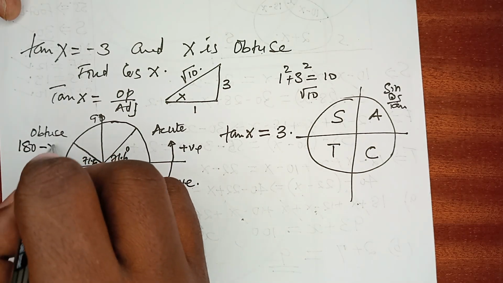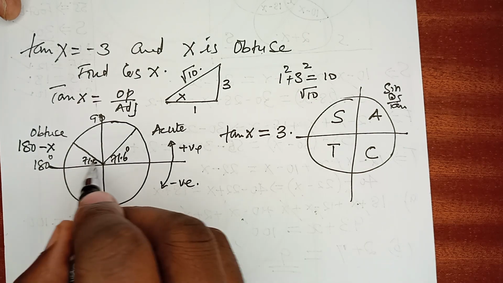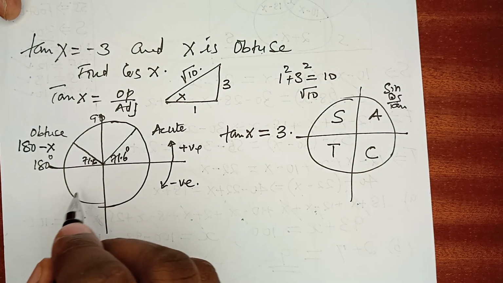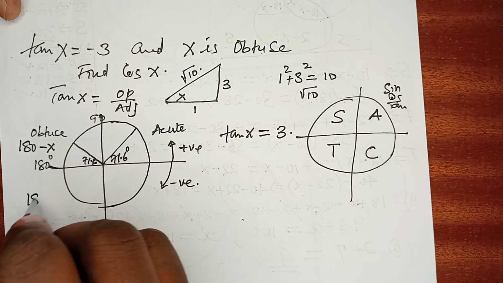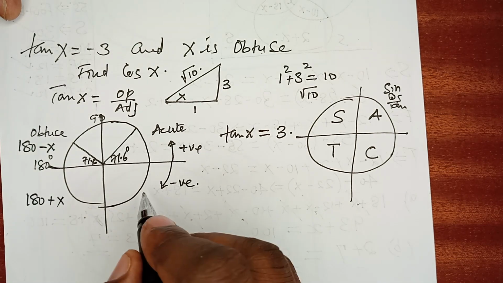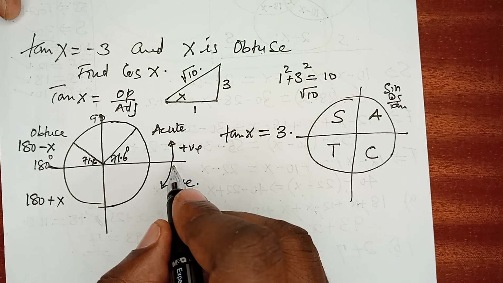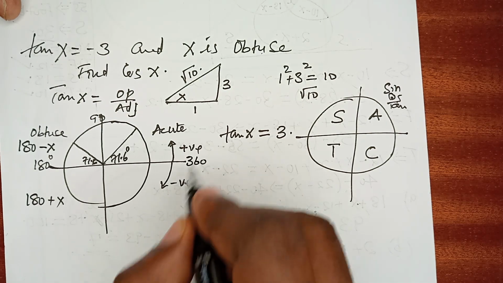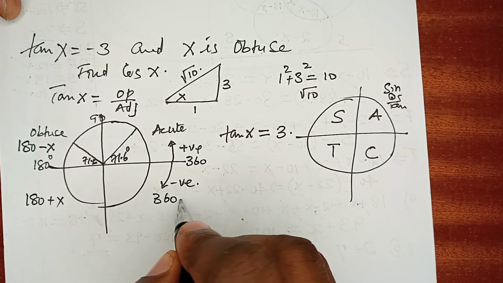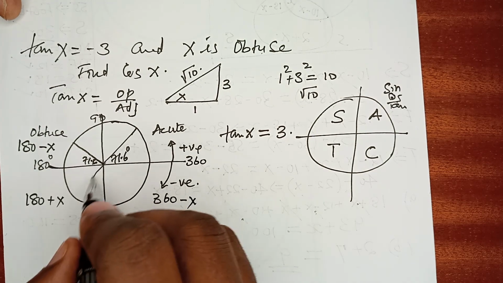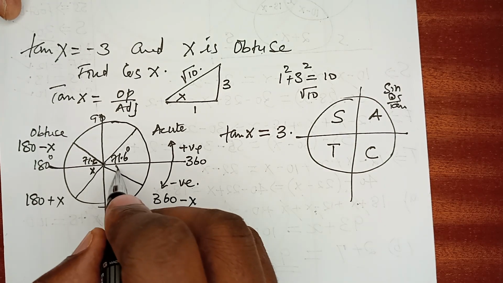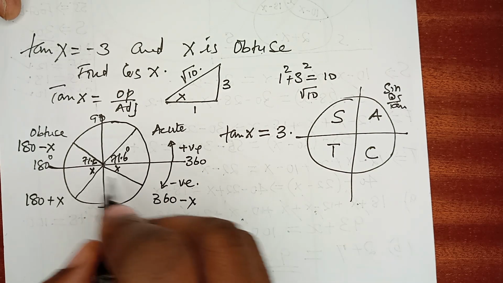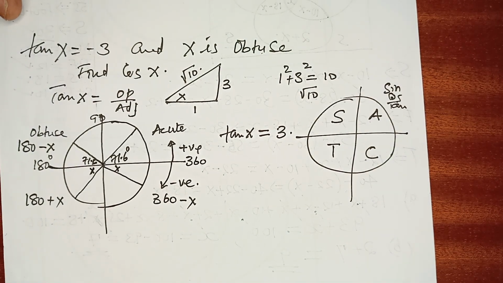180 minus x, which is now this x. And for you to get the angle in the third quadrant, it is always 180 plus x. And for you to get the angle in the fourth quadrant, it is always 360 minus x, because you'll form angles which are between the horizontal x-axis and the line of angle.